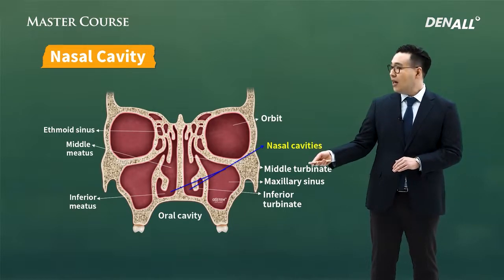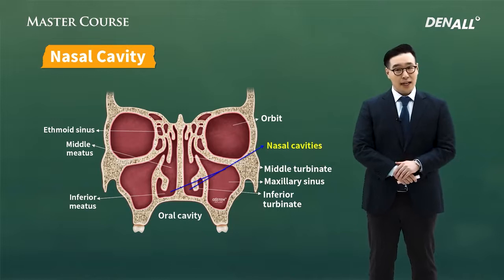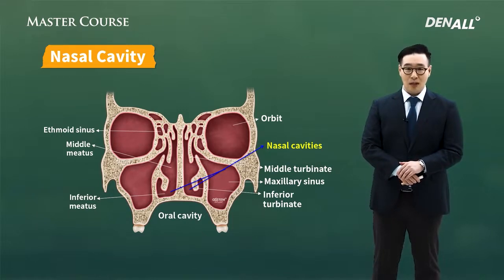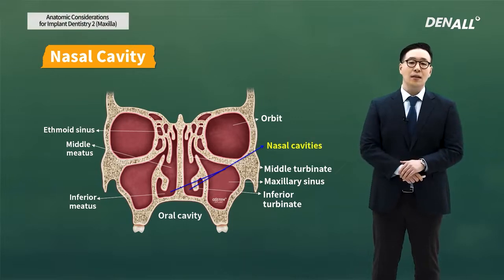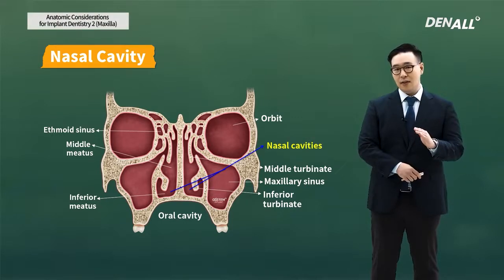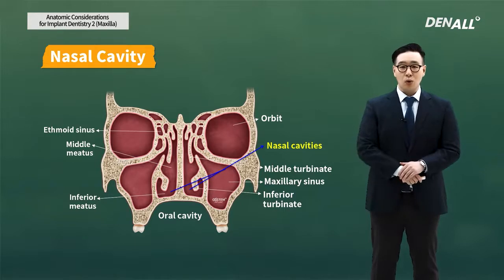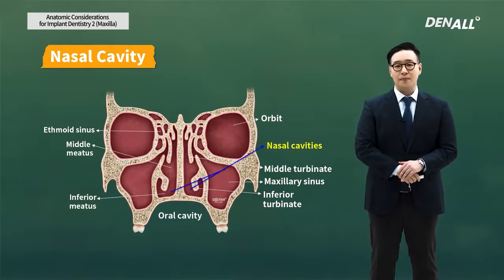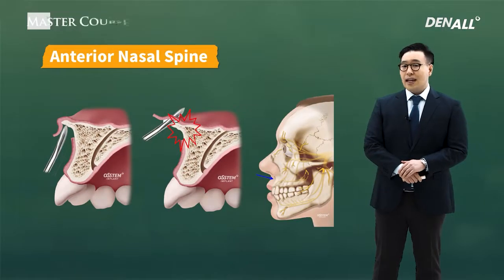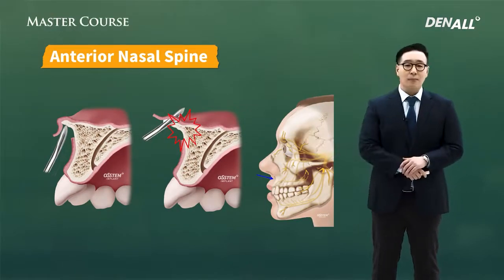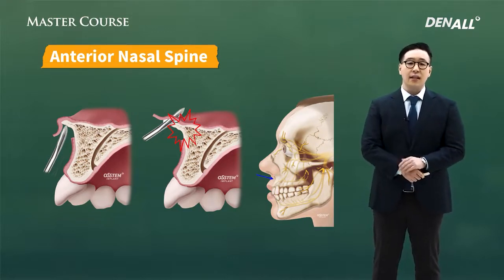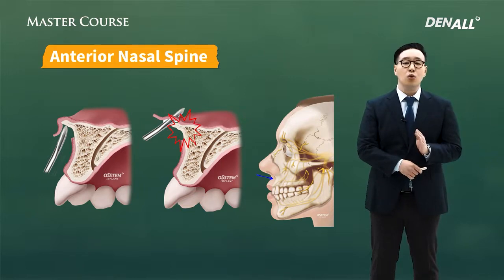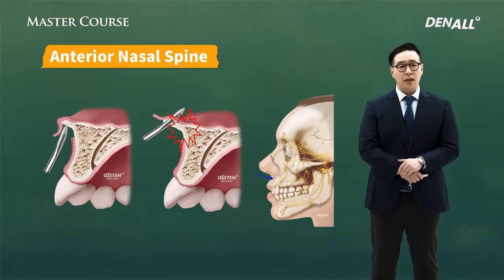So in the middle, you see the nasal cavity, and on both sides, you see the sinus, and the ostium of the sinus opens up from the top of the medial wall of the sinus to the middle of the nasal cavity. But on the anterior side, if there is a lot of alveolar bone resorption or the bone height is naturally low, then during flap elevation, the nasal cavity's inferior margins can be exposed.